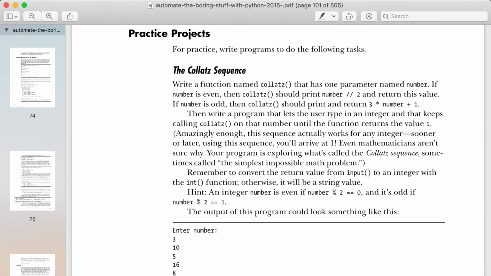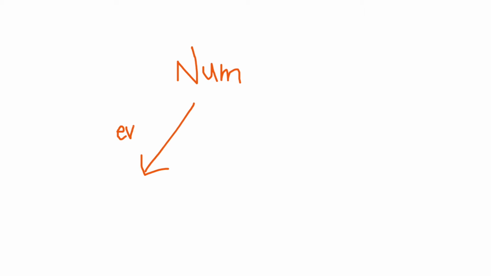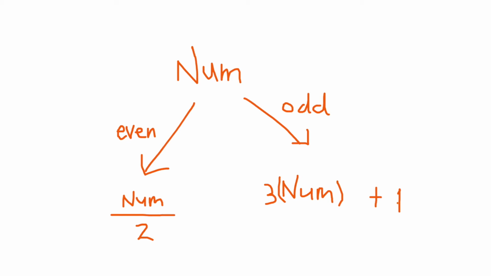This book has coding projects for you to do as you progress through it. This Collatz sequence project is from the end of chapter 3. The Collatz sequence is a series of mathematical operations that you can do to any positive integer, and you'll eventually reach 1. What you do is input a number. If it's even, divide it by 2. If it's odd, multiply it by 3 and add 1, and you take the result and do the same again and again until you reach 1.